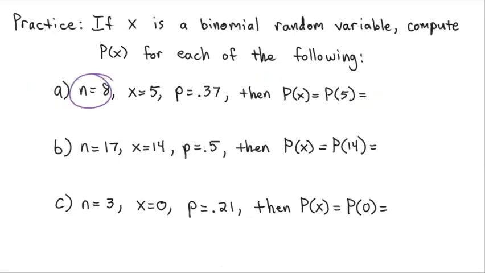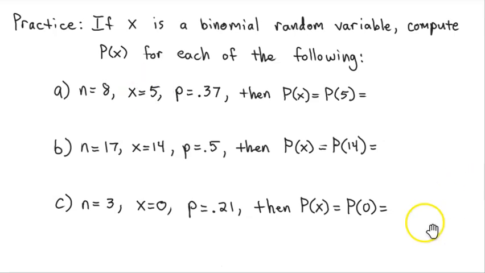It's saying that n is 8, so the number of trials is 8. They want to know what is the probability when x is equal to 5, and the probability is equal to 0.37. That means the probability of success is 0.37. We want to know what is the probability of x. That means what is the probability of 5. And so n is 8, probability of success is 0.37, and we just want to know the probability when x is equal to 5.